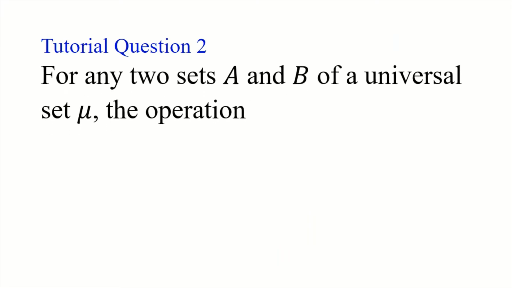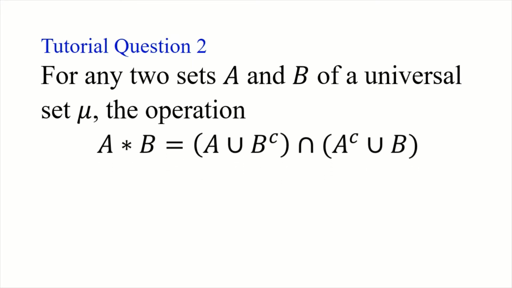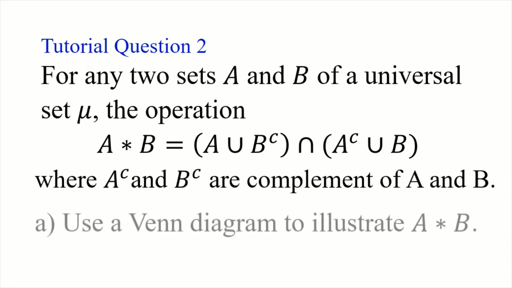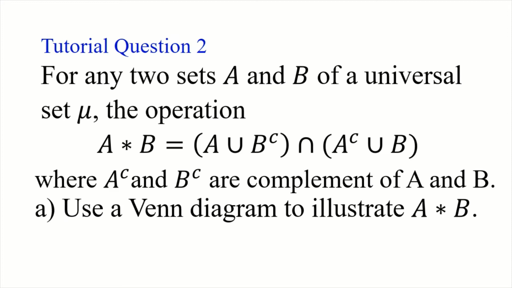Let's take a look at the second tutorial question, which says that for any two sets A and B of a universal set mu. What the statement is saying is that there's a broad universal set mu that contains set A and set B. The operation A star B is equal to (A union B complement) intersection (A complement union B). We are asked to use a Venn diagram to shade the portion for A star B.